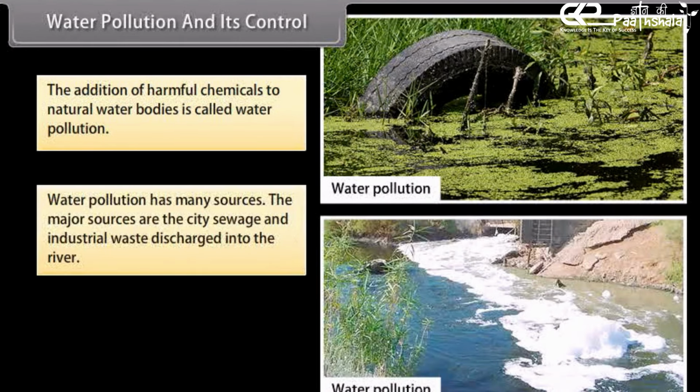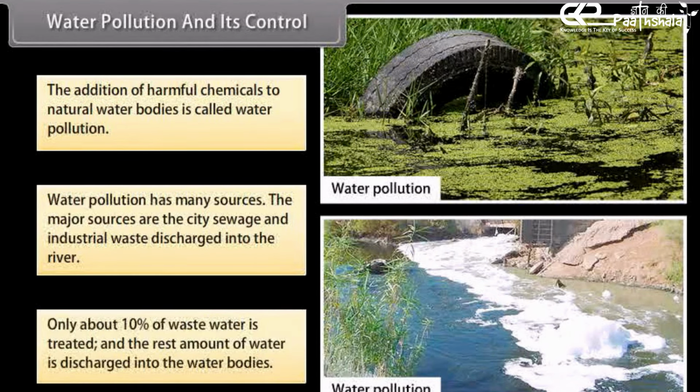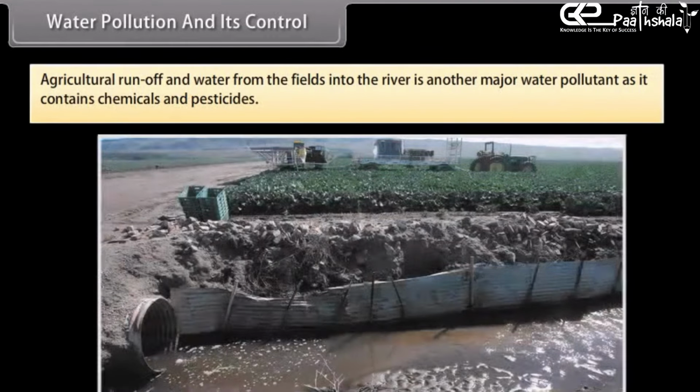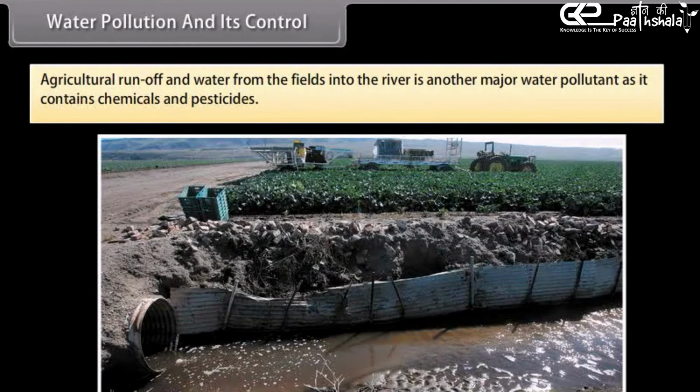Water pollution has many sources. The major sources are the city sewage and industrial waste discharged into the river. Only about 10% of wastewater is treated and the rest is discharged into the water bodies. Agricultural runoff and water from the fields into the river is another major water pollutant as it contains chemicals and pesticides.